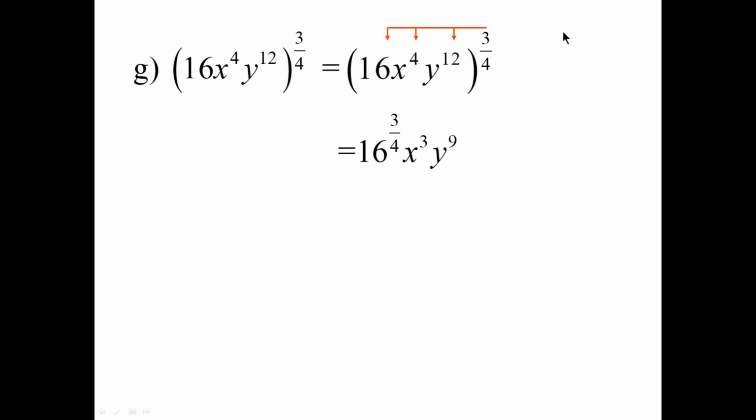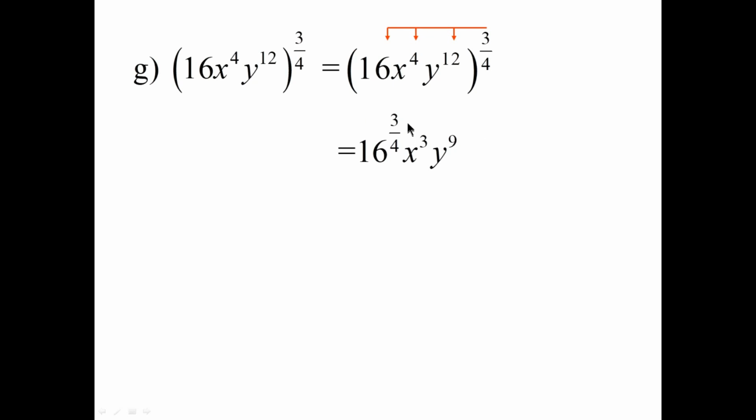Another example. Provided that the only operation in those brackets is multiplication, and it is, then this discussion holds true. The 3/4 is applied to every exponent of every factor. The 16 has an exponent, it's an invisible 1. So it'll be 16 to the exponent 1 times 3/4, it'll be x to the exponent 4 times 3/4, which is 3, and y to the exponent 12 times 3/4, which is 9.